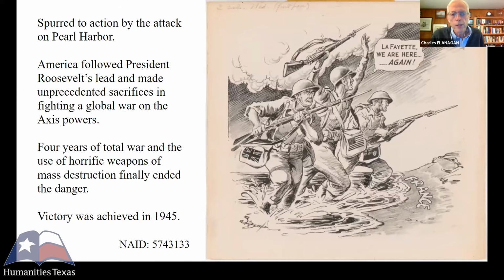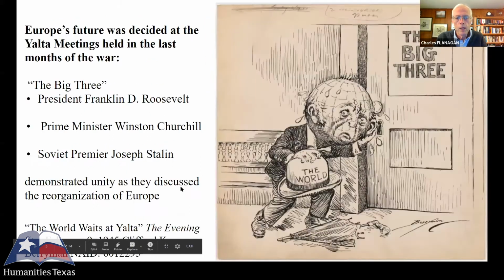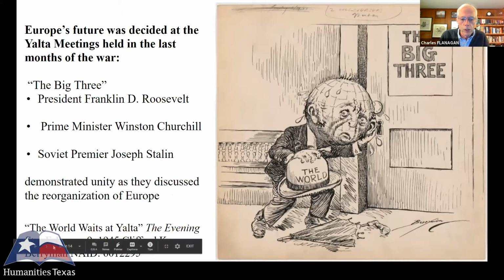Okay. Well, anyway, spurred into action by the attack on Pearl Harbor, America followed President Roosevelt's lead and made unprecedented sacrifices and fought a global war on the Axis powers. Four years of total war and the use of horrific weapons of mass destruction finally ended the danger, and victory was achieved in 1945. Europe's future was decided at the Yalta meetings held in 1945, where the big three, Roosevelt, Churchill, and Stalin, met to discuss the shape of Europe and the future of the continent.